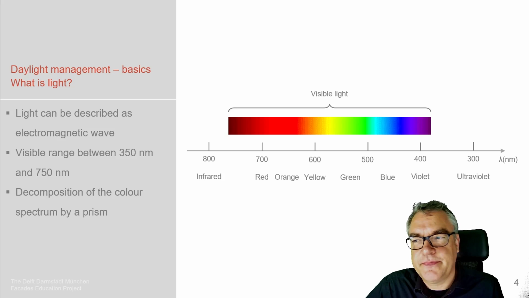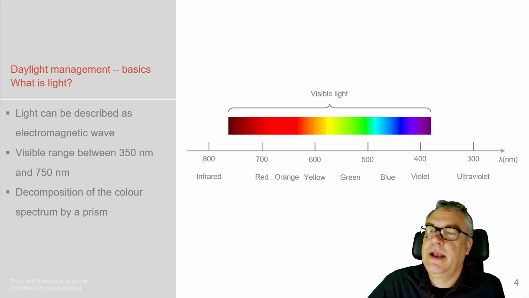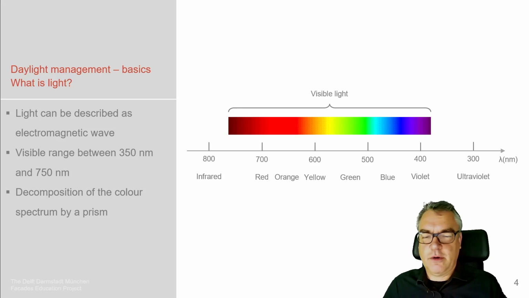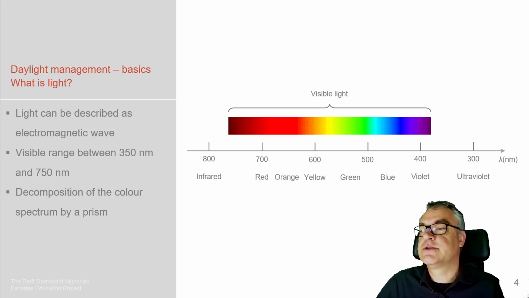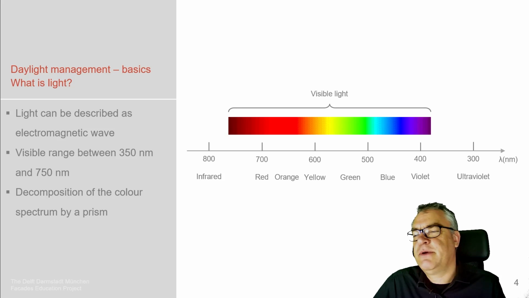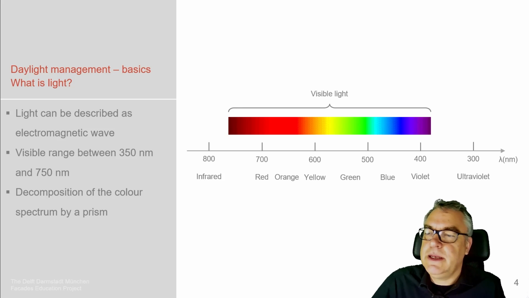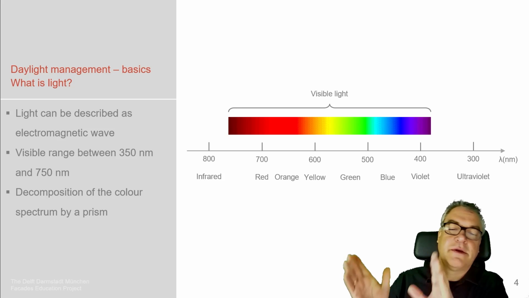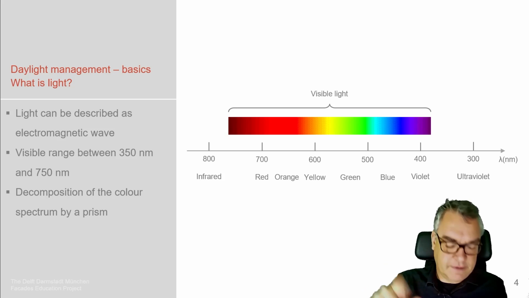The basics. What is light? That can be described as an electromagnetic wave. We all know that from our physics classes in school. It has a visible range from 350 to 750 nanometers, and the colors are actually defined by the different wavelengths.